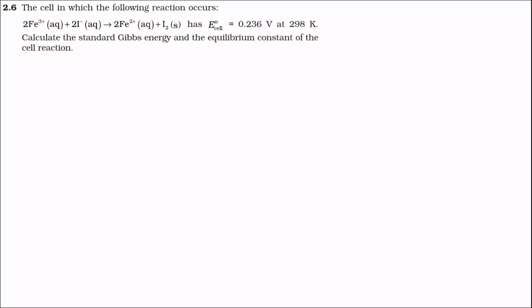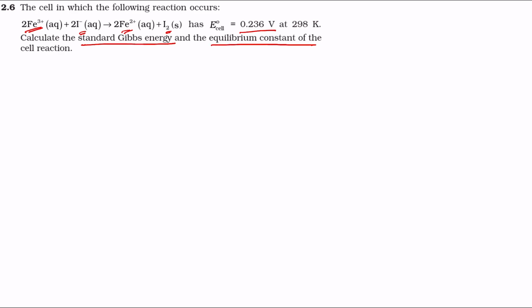The cell in which the following reaction occurs: Fe3+ (aq) + I⁻ changing to Fe2+ and I2. E0 cell is given. Standard Gibbs energy has to be calculated and equilibrium constant value has to be calculated. The reaction taking place in the cell is Fe3+ + 2I⁻ forming Fe2+ + I2. These are the aqueous solutions and I2 is in solid state.